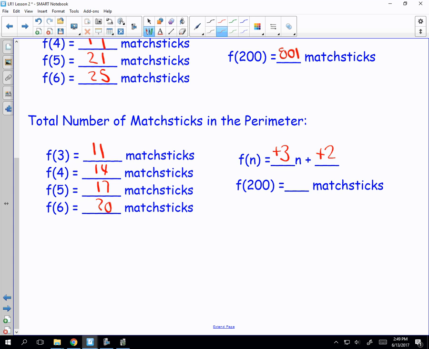So now we can finish out by plugging into our function. F of 200 means that we're plugging in 200 in for n, and then we're solving. So we have 600 plus 2, or 602 matchsticks in the perimeter.